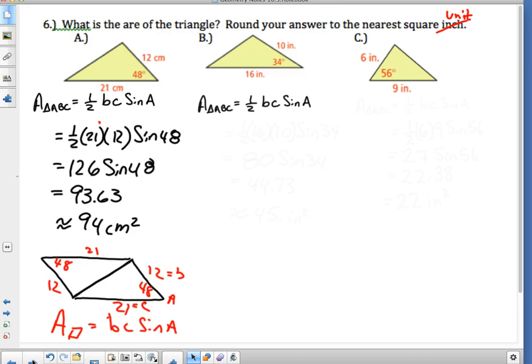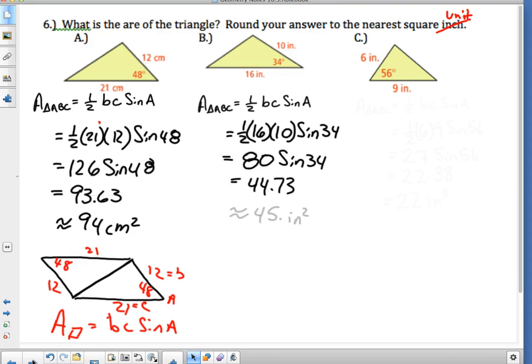Now, in B here, 16 and 10 make the angle, so those are the two that are multiplied together. I can make this harder by giving you all three sides and one angle, or all three sides and all three angles. And you have to determine which sets of sides you're going to use for which angle. Okay? And it's always the two sides that make the angle that you use. 44.73, but they tell us 45 inches squared because I'm rounding to the nearest square unit. On the test, I might have you round to the nearest tenth or the nearest hundredth. Pay attention to the directions.